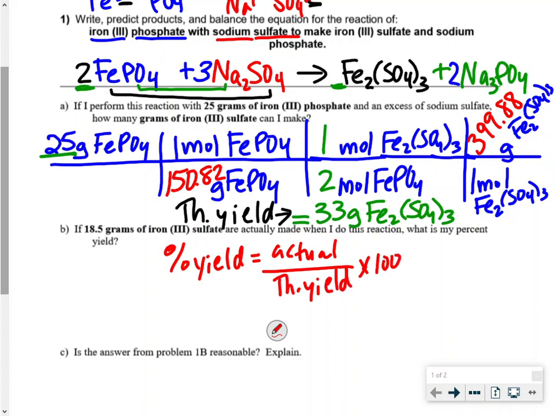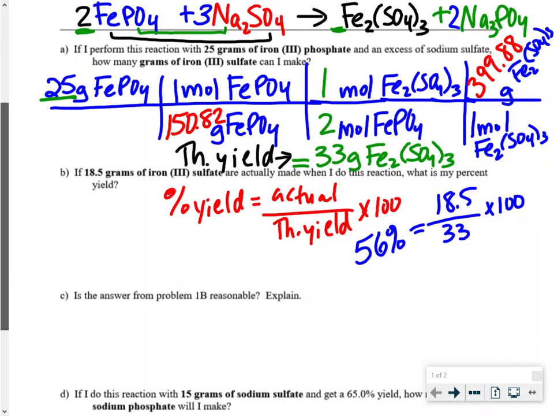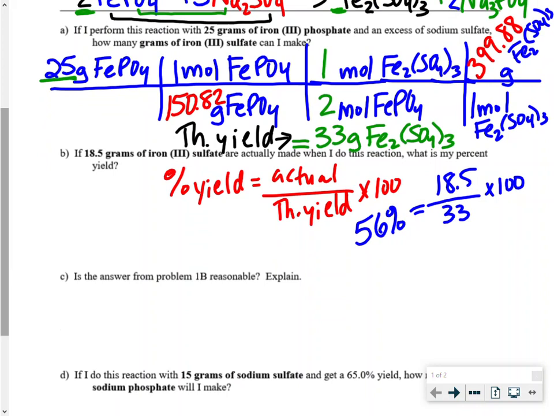So, percent yield equals the actual over the theoretical times 100. So here I have 18.5 over 33 times 100. So what percentage do I get? 56, because we want 2 sig figs, sounds good to me. So we get 56%.